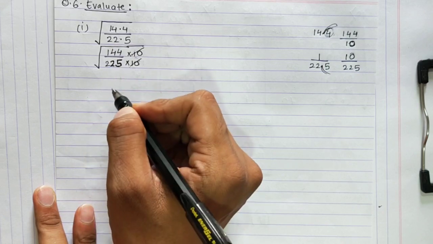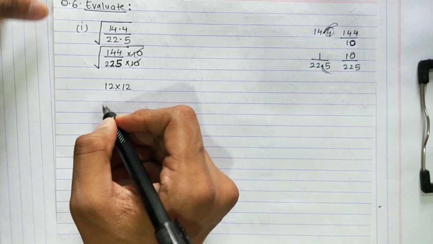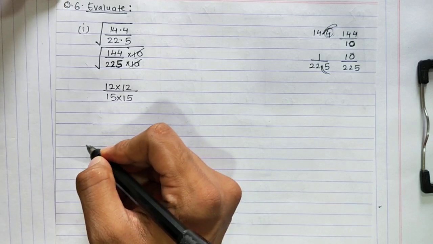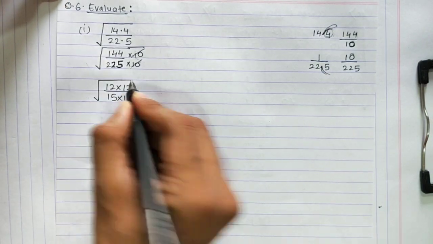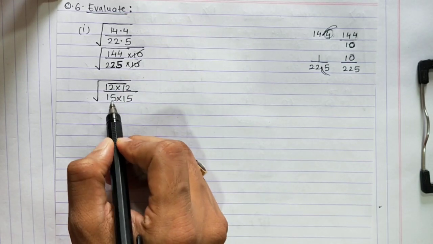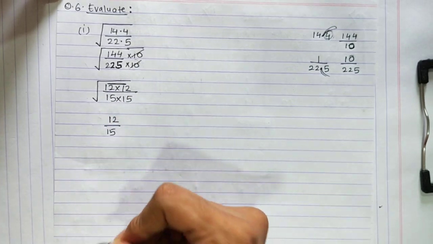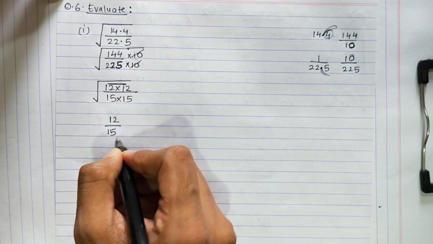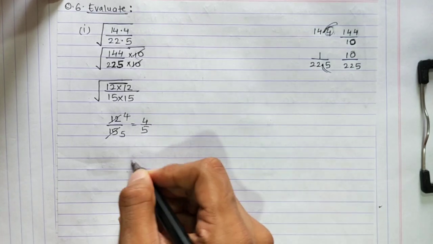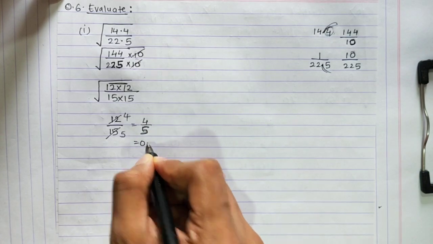Now the square root of 144, you know that 144 is nothing but 12 into 12, and 225 is nothing but 15 into 15. Whenever we take a square root, this is a pair, so we take only one number. From 12 into 12, I'll write 12, and then I'll write 15. Then cancel it: 3 fours are 12, 3 fives are 15, so you have 4 upon 5, and when you write this value in decimal, 4 upon 5 becomes 0.8.